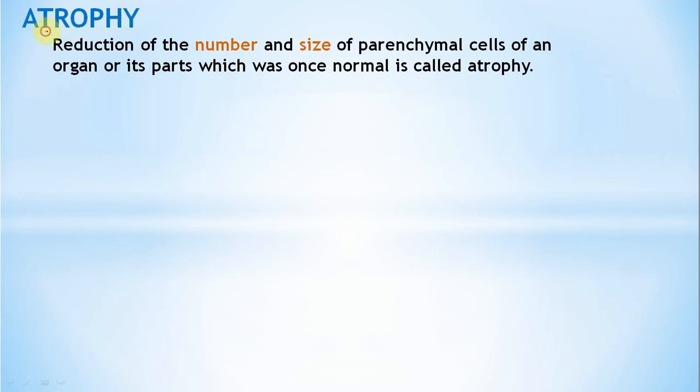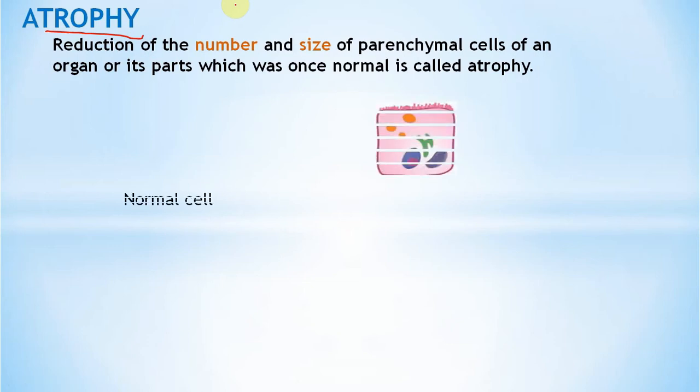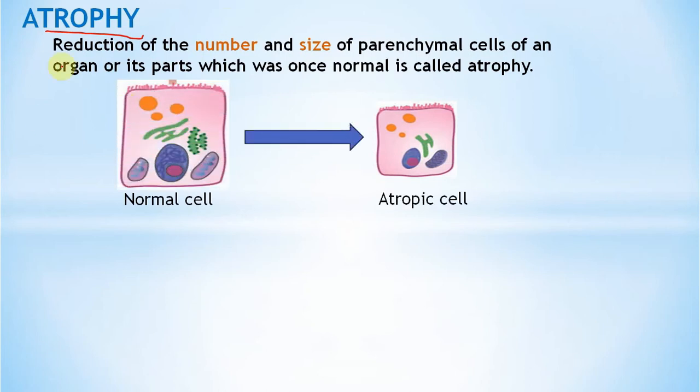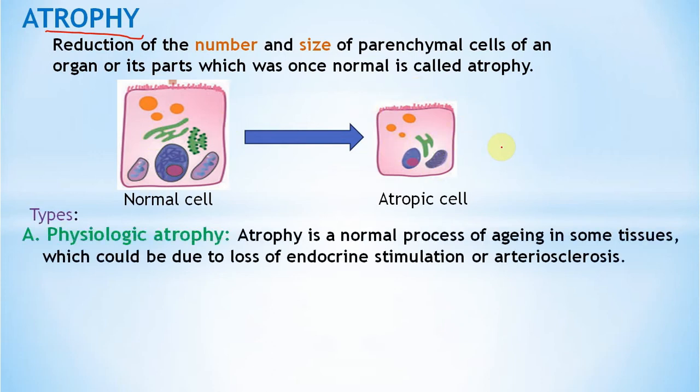The word trophy means nourishment. In atrophy, there is reduction in the number and size of parenchymal cells of an organ or its part which was once normal. As you will appreciate in the picture, this is the normal one and there is reduction in the size. It is of two types, physiological and pathological.